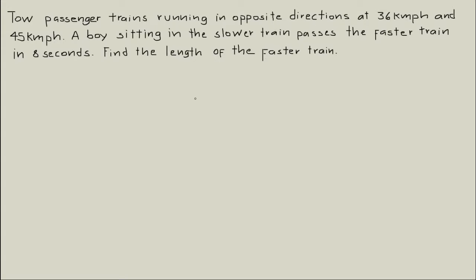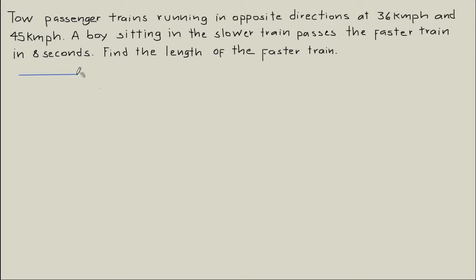Two passenger trains are running in opposite directions at 35 kilometers per hour and 45 kilometers per hour. A boy sitting in the slower train passes the faster train in 8 seconds. Find the length of the faster train.